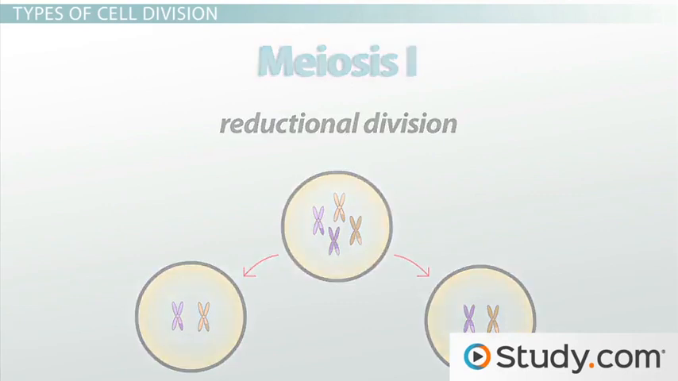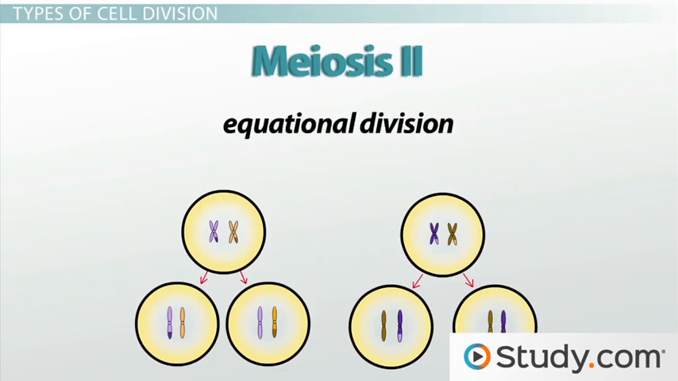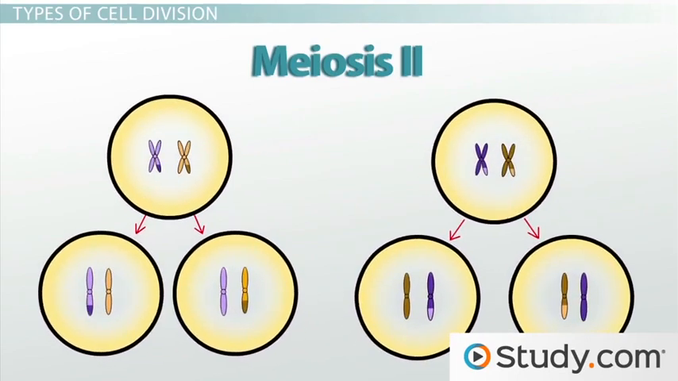In contrast, meiosis 2 is very similar to mitosis, since the goal is to segregate a chromatid of each chromosome into separate daughter cells. For this reason, meiosis 2 is sometimes called an equational division. Like mitosis, the number of chromosomes in each daughter cell is unchanged compared to the mother cell.